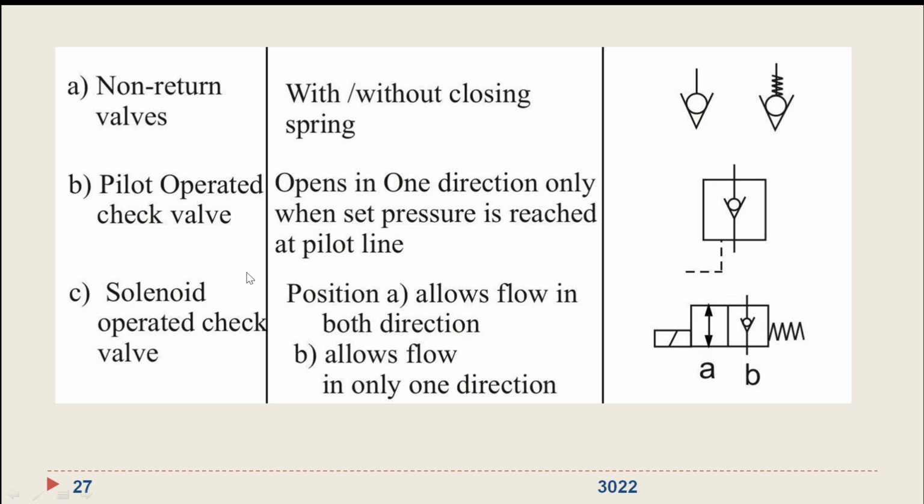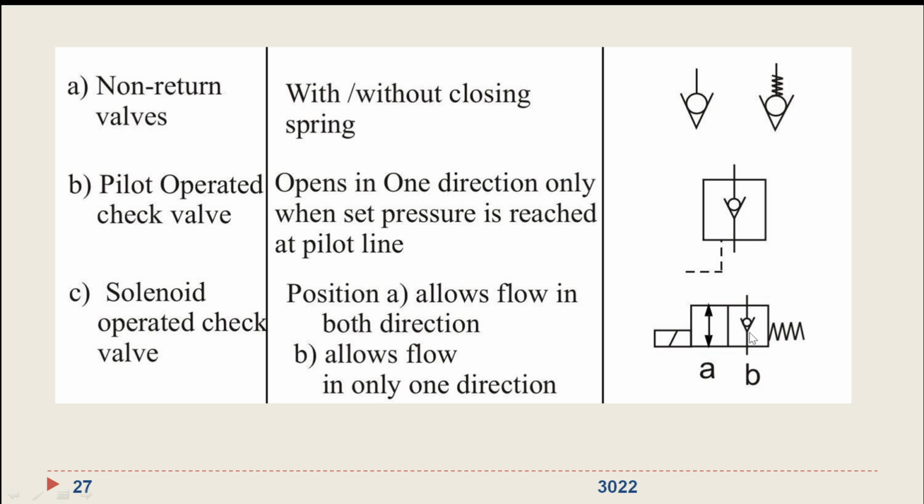Fine. Then solenoid operated check valve allows flow in both directions. See, this arrow represents that the direction of flow is in both directions, and this one shows that flow will be allowed only in one direction. That means it is a non-return valve. This is the symbol for non-return valve. So a solenoid operated check valve could be of two types, that is where the flow is in the two directions and flow is only in one direction.